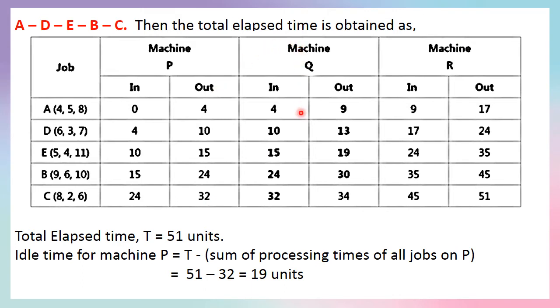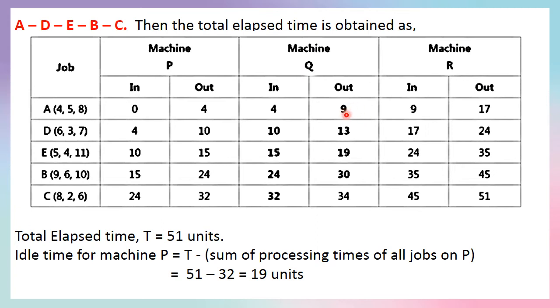Okay, now we can consider machine Q. Here the out time of P is 4, so immediately the job can be transferred to machine Q in that 4 unit time. So 4, and how much time does Q require for completing job A? 5 units. So 5 plus 4 is 9, and then it is transferred to machine R in that 9 unit time, and 8 units time is required for completing job A on machine R. So 9 plus 8 is 17, and then again go back to Q.